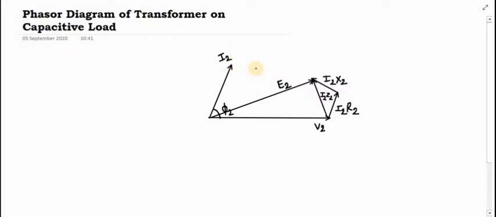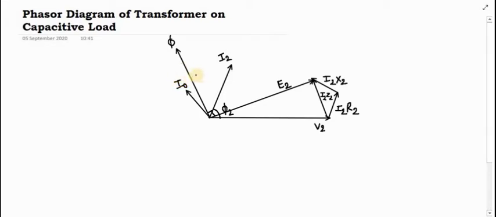Again, what is the next step? Now we will draw the flux which is leading E2 by 90 degrees. So this is your flux vector which is leading E2 by 90 degrees. Then I will mark I naught which is leading this flux by a very small angle. So this is your I naught. What is I naught? No load current of the transformer. It means when your secondary is not connected across any load, whatever current the primary draws is nothing but I naught.